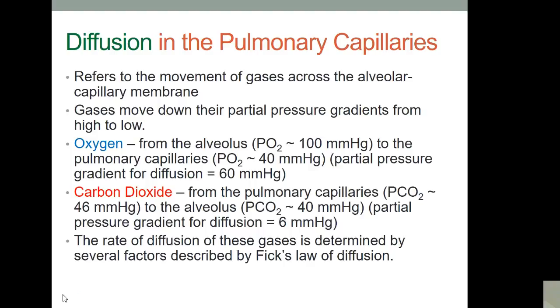Carbon dioxide is going to move from the pulmonary capillaries, which have a PCO2 of about 46, to the alveolus, which has a PCO2 of about 40. So the partial pressure gradient for carbon dioxide is about 6. How quickly these gases diffuse across the alveolar capillary membrane is determined by several factors, which are described by Fick's law.